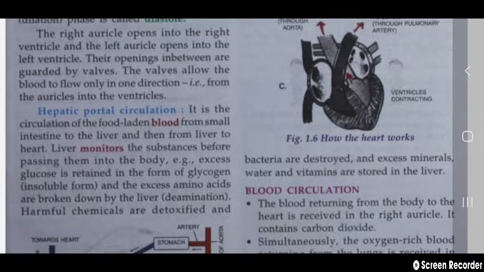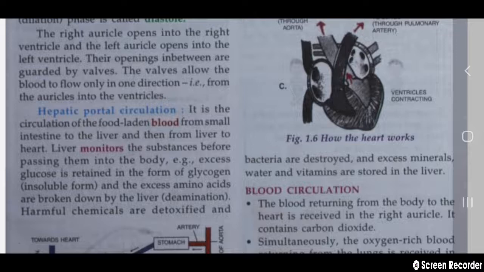They are opening in between, or they are guarded by the valves. The valves between the left auricle and the left ventricle have walls in between them. So the valves allow the blood to flow only in one direction. Left ventricle means left ventricle, left auricle means left auricle. Only on the side where the blood is meant to go do the valves allow it to go. Next, hepatic portal circulation.